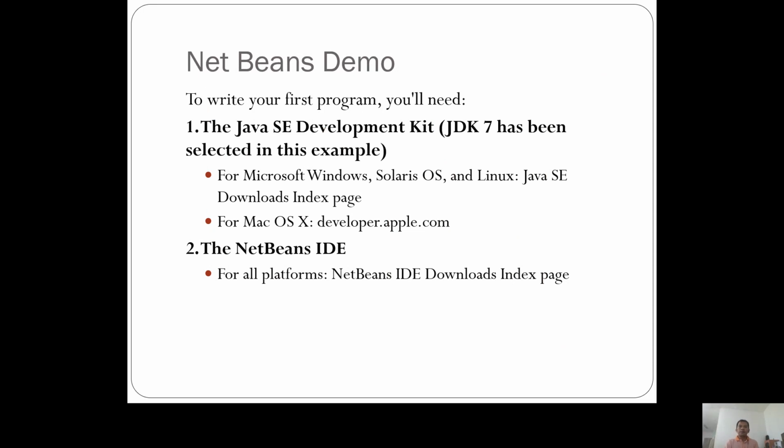Before writing our first program using an IDE, or Integrated Development Environment, we will need the Java Standard Edition Development Kit. JDK 7 has been selected in this example. For Microsoft Windows, Solaris OS, and Linux, see the Java SE downloads index page. For Mac OS, see developer.apple.com. The NetBeans IDE for all platforms is on the NetBeans IDE downloads index page.